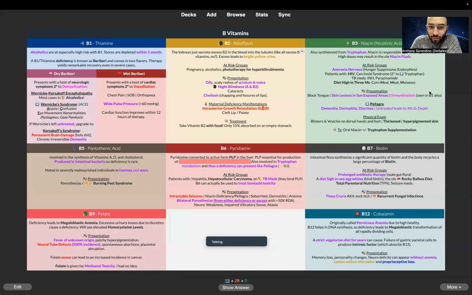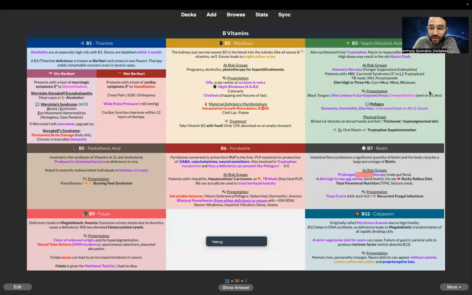Pyridoxine converted to active form PLP, essential for production of what? I don't know here. Oh, yeah. So this is all your big neurotransmitter stuff. So it makes sense why you get these seizures and these bilateral paresthesias. So PLP, because you're losing all this neurotransmitter activity. Folate excess can lead to an increased incidence in cancer. Actually, that's pretty important. We'll mark that as hard.